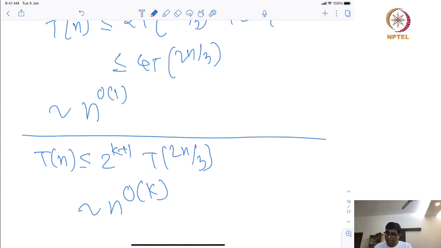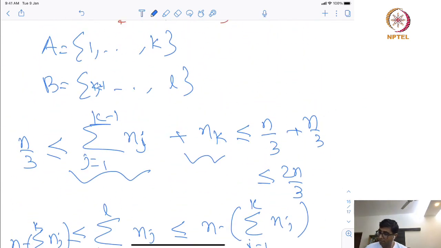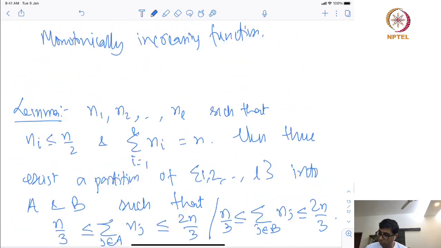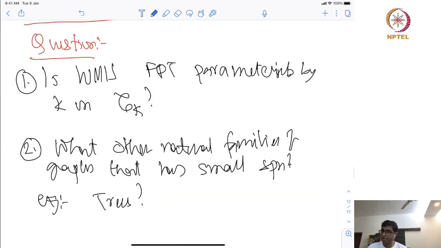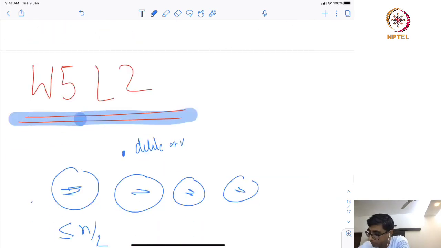Now, having taught you all this, remember from the last time what we asked ourselves: 2 questions. Is weighted max independent set FPT parameterized by k on the class of graphs with separation number k? And what are the natural families of graphs that have a small separation number? So let us try to answer question number 2 first.